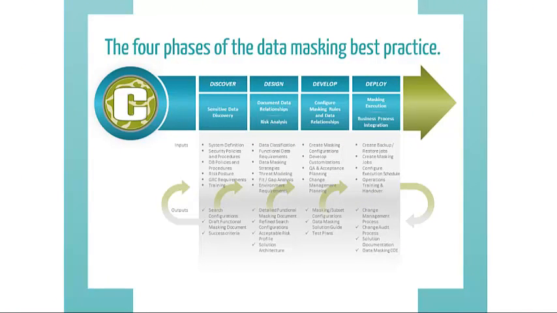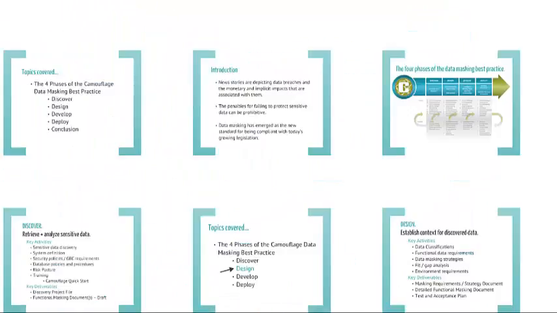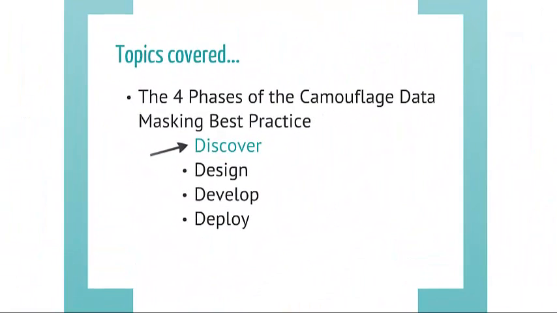The first phase is the discover phase, where sensitive data within your organization's databases is found and analyzed. The second phase is design, where document data relationships are formed and risk analysis is performed. The next phase is develop, where masking rules are configured and data relationships are formed. And the final phase is deploy. This phase involves executing masking within the organization and business process integration. So let's dive a little deeper into each phase, starting with the discover phase.